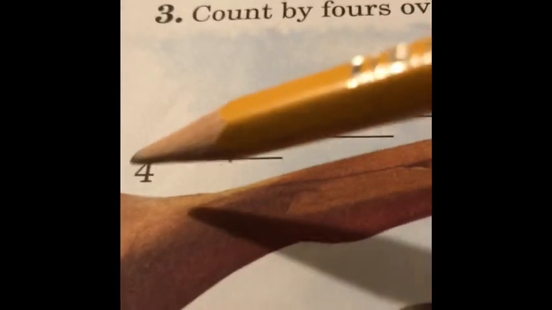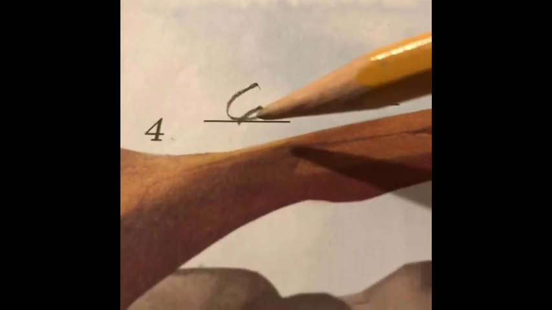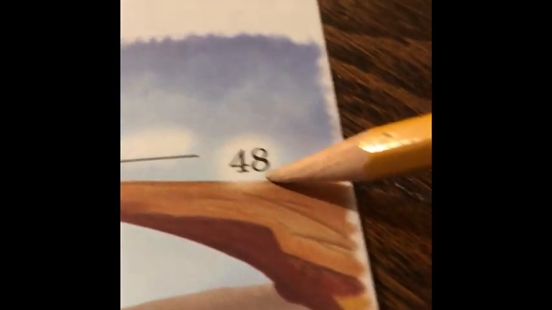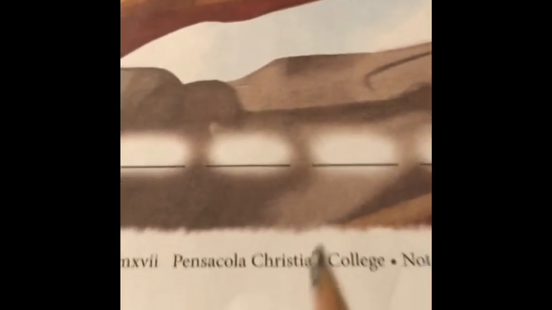Last thing, count by 4s over the arch. Count by 3s under the arch. On the top of the arch, you're counting by 4s: 4, 8, and then go all the way up to 48. Stop at 48. You're going to count by 3s at the bottom. Start with 3, then go 6, and stop at 36.